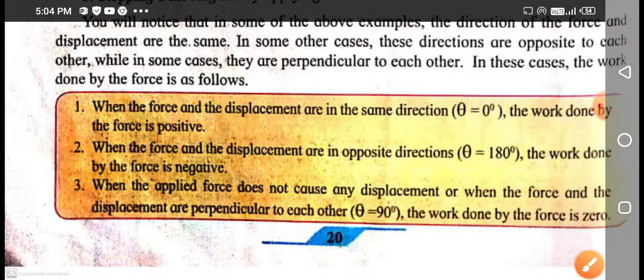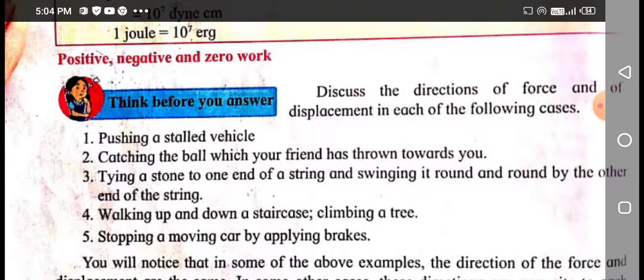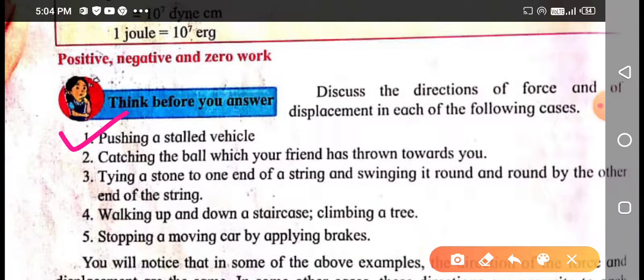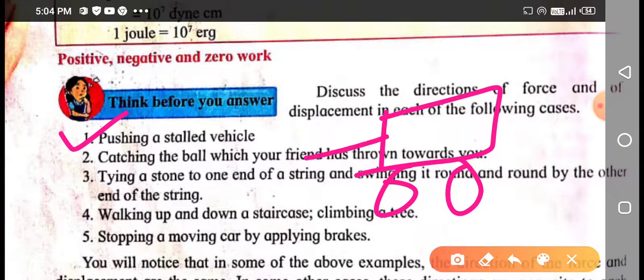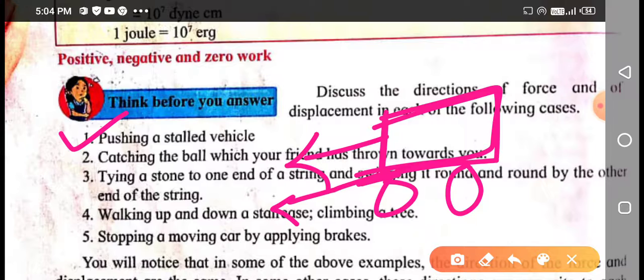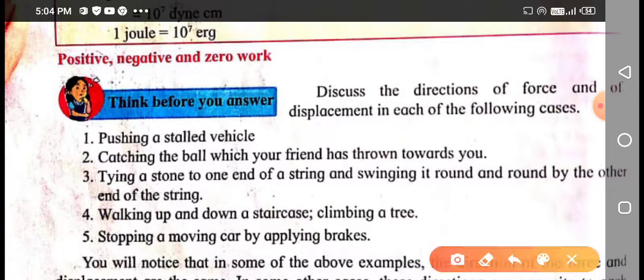Now students, here in this problem, pushing a stalled vehicle, if there is a vehicle that has broken down, suppose this is a vehicle and we are pushing this vehicle, that means this vehicle starts to displace in the direction of this applied force, so this is a positive work done.